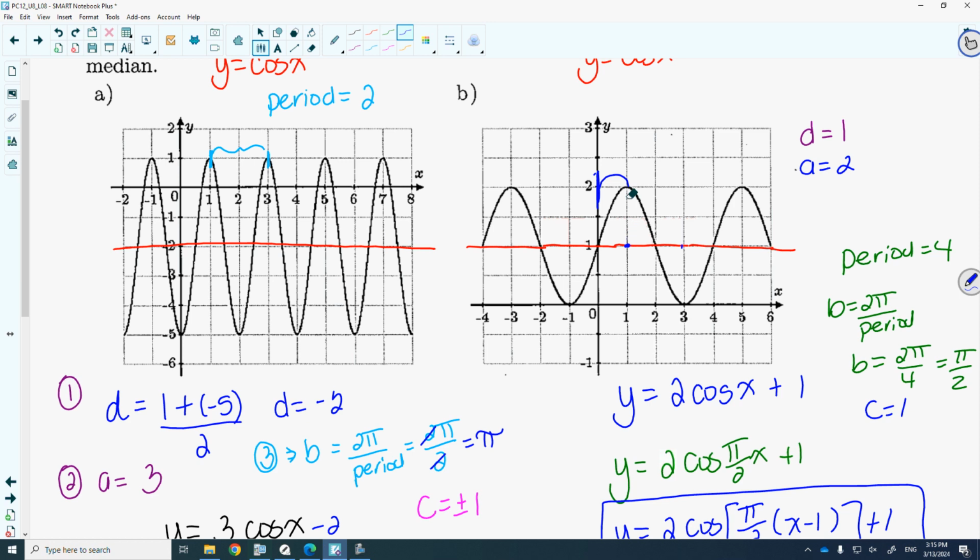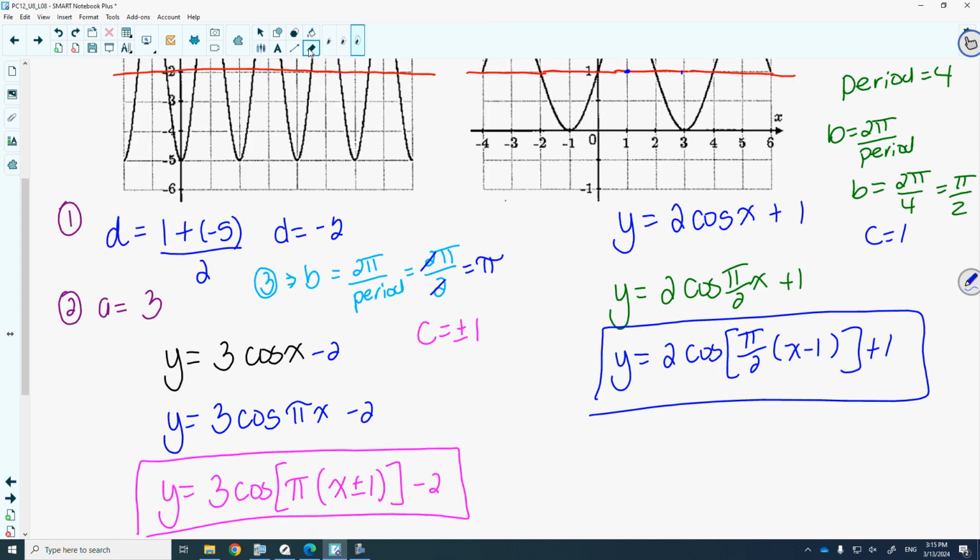My amplitude, it looks like it's 2 units, but each one is only worth 0.5. So my amplitude is not 2. My amplitude is going to be 1, right? So from 1 to 2, that's 1 unit. And from 1 to 0 here, that's 1 unit.